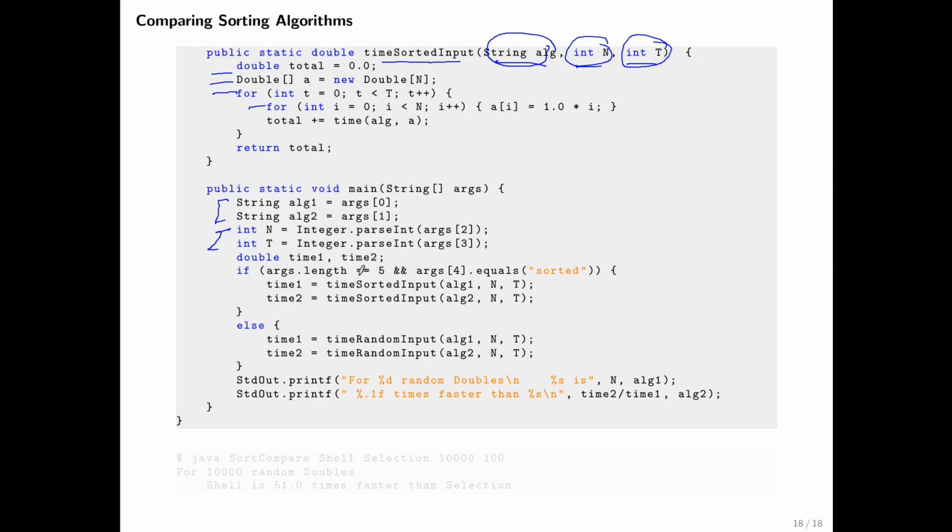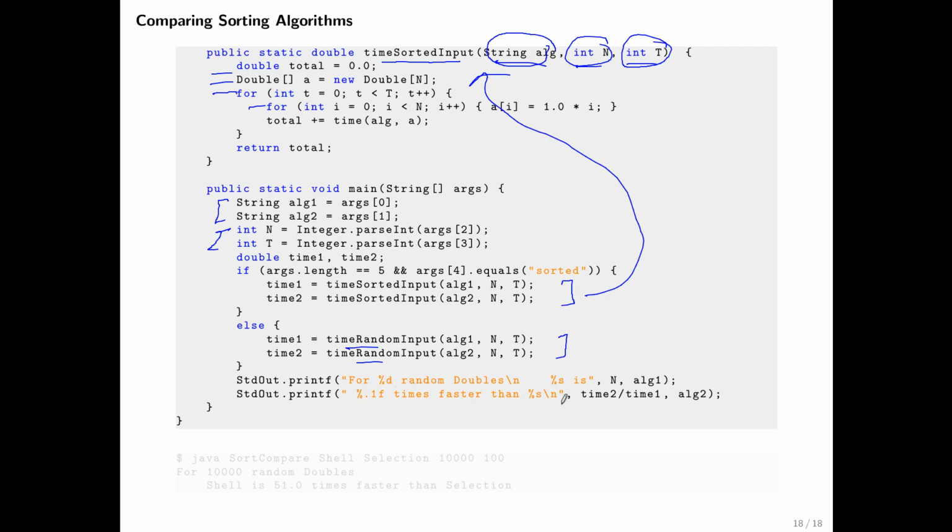And then if there is a 5th argument, and if it is the string sorted, then we compare the 2 algorithms on sorted input. So we make calls to this method here. But if we don't specify a 5th argument, then we compare the 2 sorting algorithms on random input. So we call time random input from the previous slide. All right. So once we are here, we have the time that it takes to sort an input of size n using the 2 algorithms, ALG1 and ALG2.